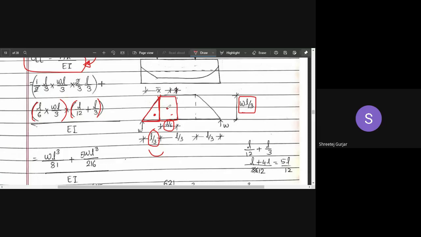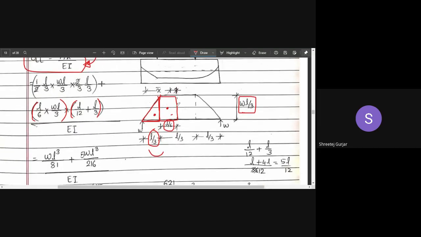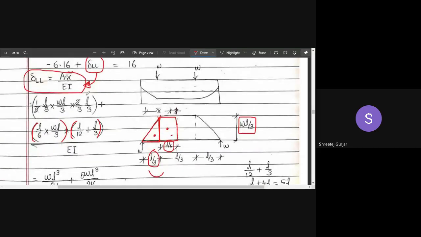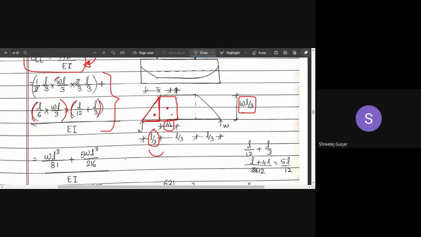Half of L by 6, so it is L by 12. L by 3 plus L by 12. So this is the area we have calculated, multiplied by the centroidal distances also. Now we have to simplify these terms. So try to add, it is W, only one term. L is how much? 1, 2, 3.